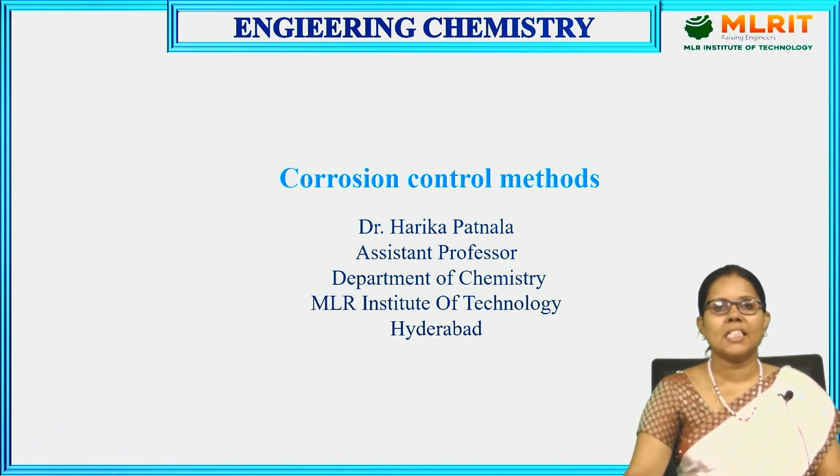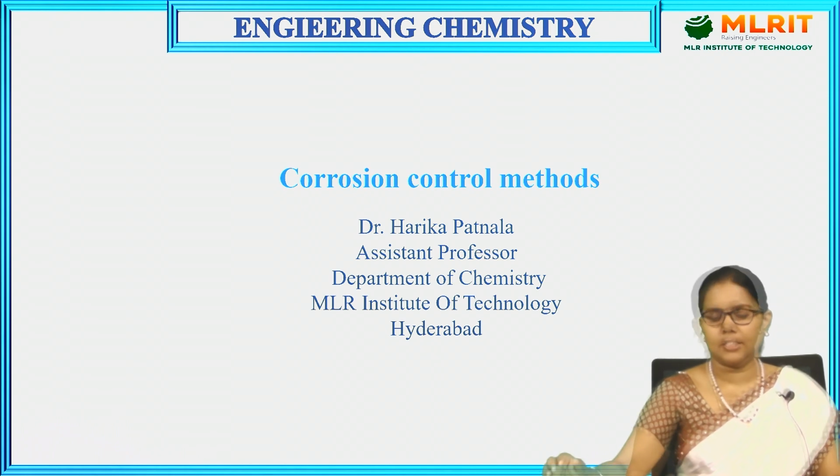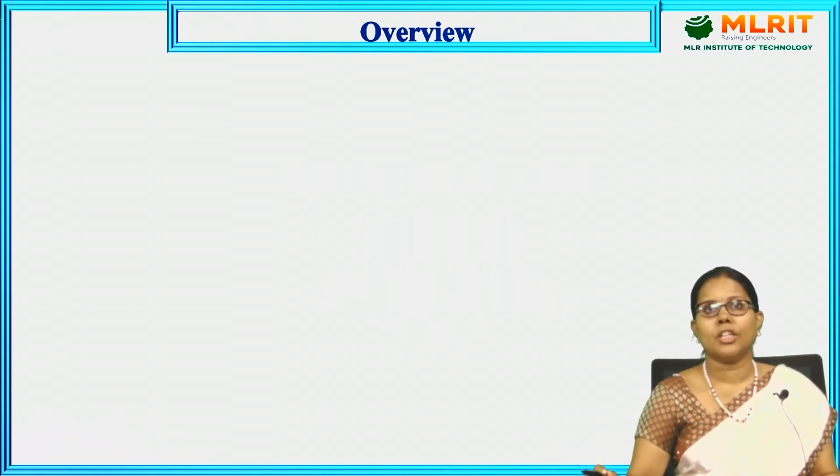In the previous class, we discussed the factors influencing the rate of corrosion, like nature of metals and nature of the environment. In today's class, we are going to discuss the corrosion control methods. Let us see the corrosion control methods.